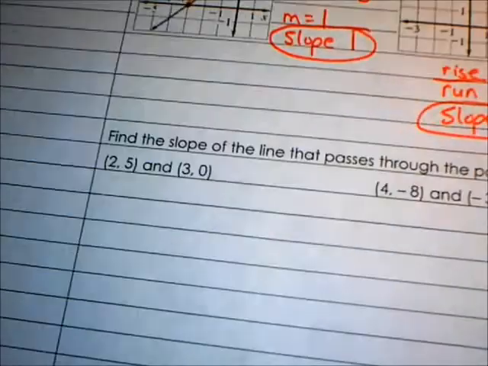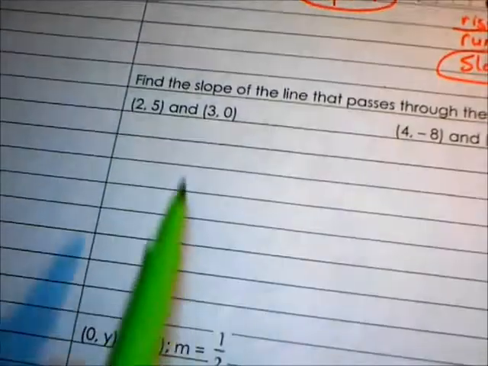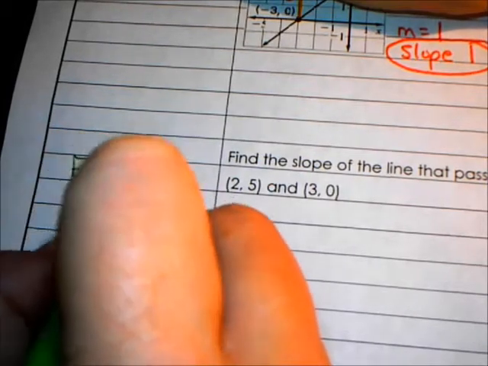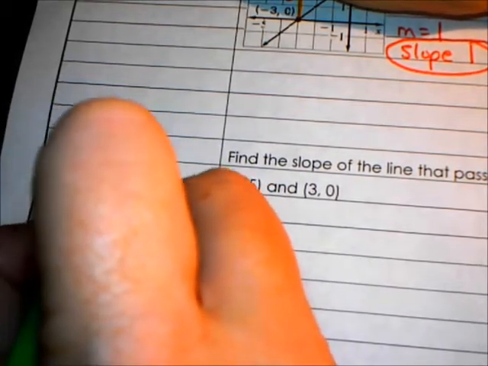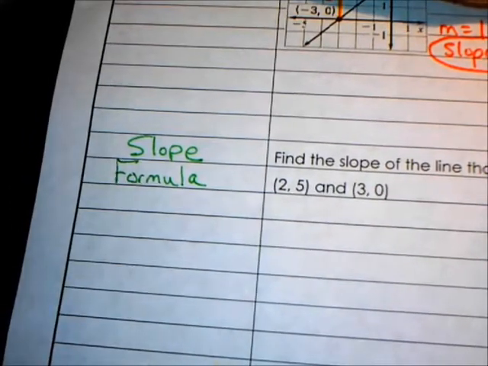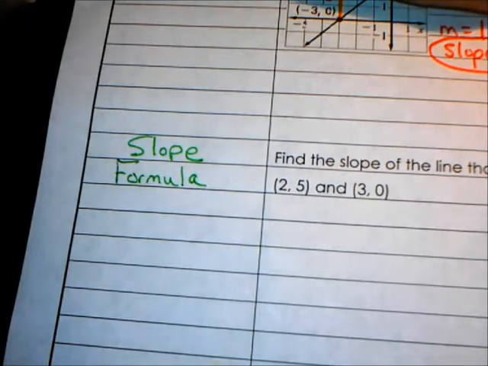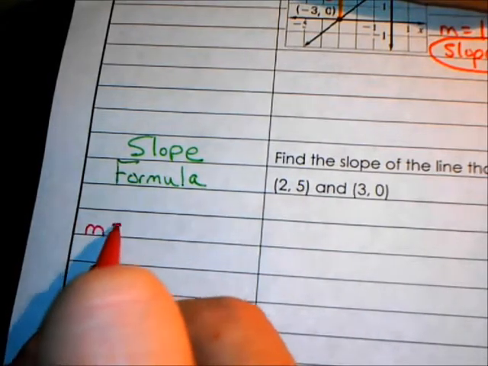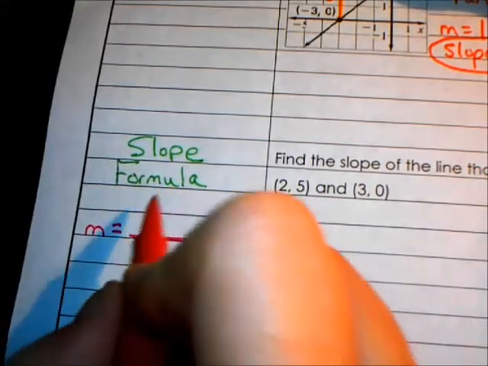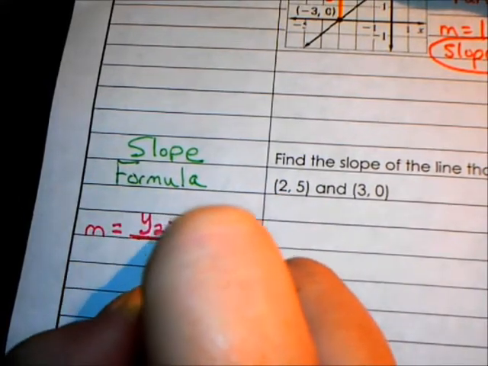Alright. When we don't have a graph given to us, things change. Because we have coordinates, and there is a formula that you must know. I'm going to write it in the side over here. Slope formula. Okay. And this is where my m comes in all the time. m equals. And I'm going to write it down first, and I'll start working through it so you can see it.